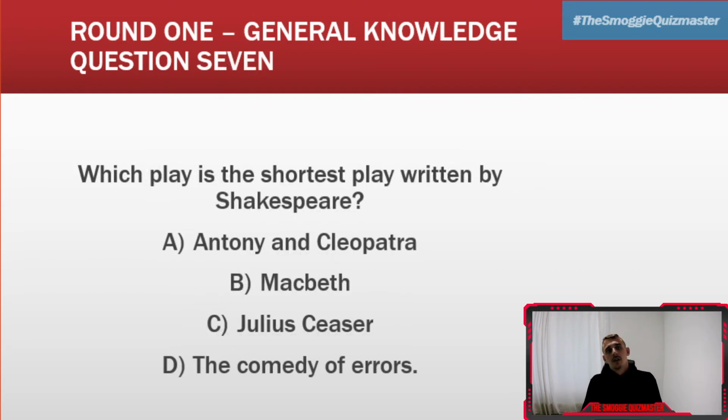Question 7. Which play is the shortest play written by Shakespeare? Is it A. Antony and Cleopatra, B. Macbeth, C. Julius Caesar, or D. the Comedy of Errors? So which play is the shortest play written by Shakespeare for question 7? A, B, C or D.